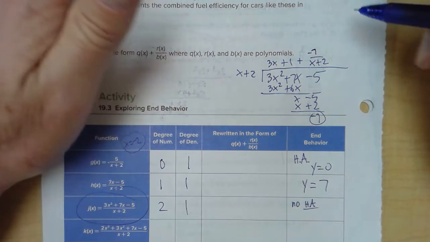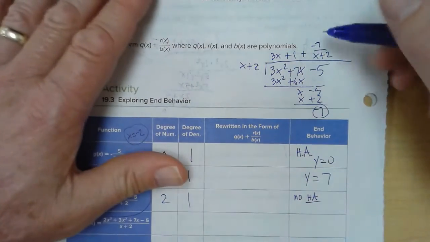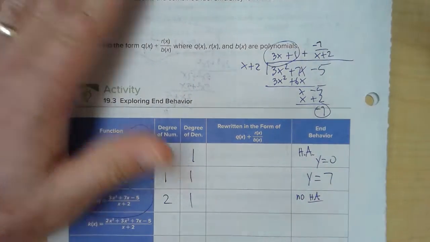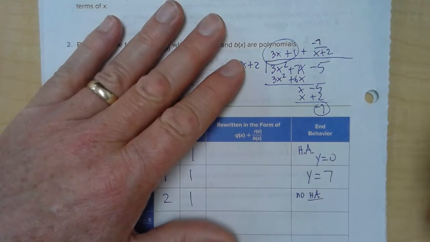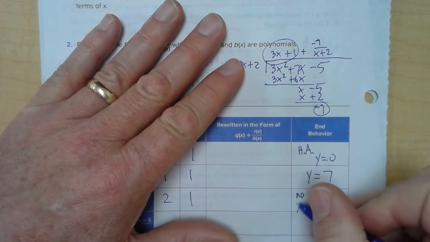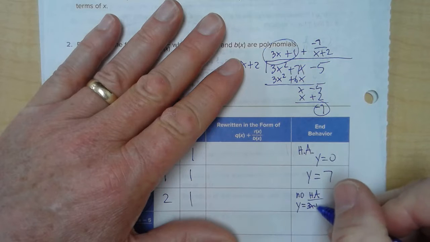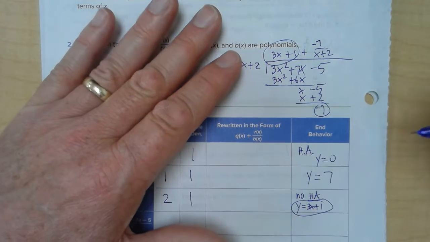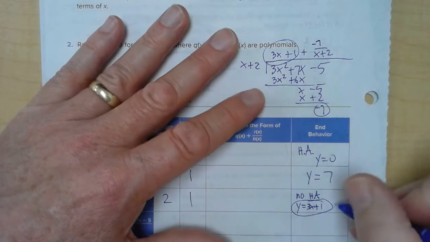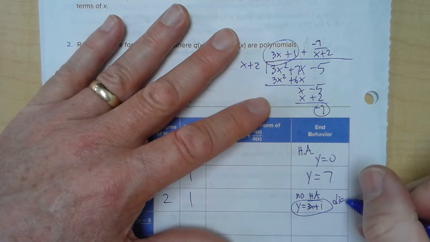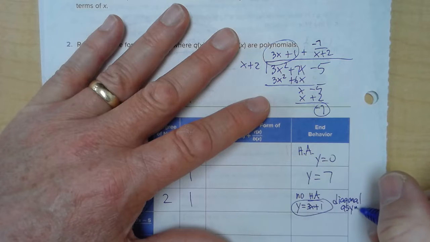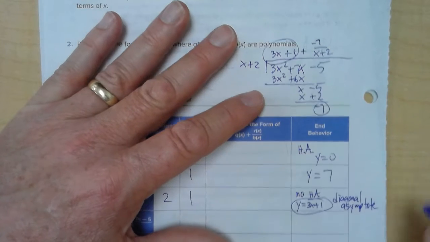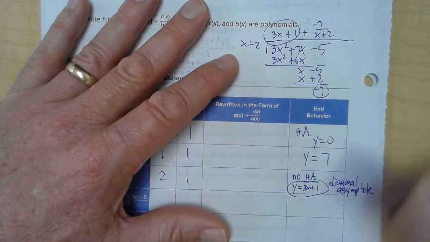Okay, so what this means is this part here creates a different kind of asymptote. So it's a diagonal asymptote. So y equals 3x plus 1 is an oblique or a diagonal asymptote. Diagonal asymptote. So it's a diagonal line.